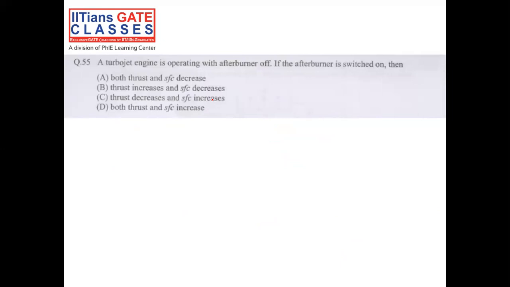Next question. A turbojet engine is operating with afterburner off. If the afterburner is switched on, then: both thrust and thrust specific fuel consumption decrease; thrust increases, thrust specific fuel consumption decreases; thrust decreases, thrust specific fuel consumption increases; both thrust and thrust specific fuel consumption increase. Now, in the case of a turbojet with afterburner, the afterburner is basically used to get higher thrust, but this thrust comes with a cost, and the expense of getting this high thrust is high fuel consumption.